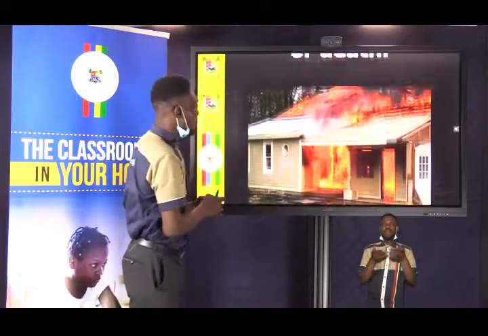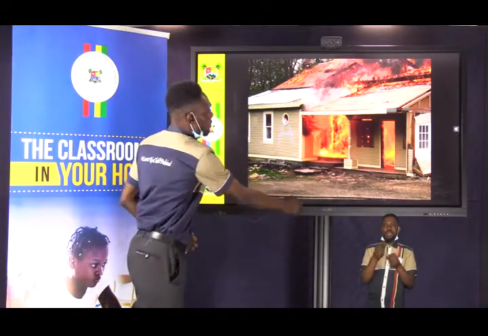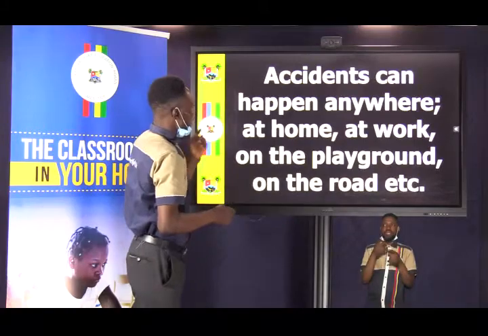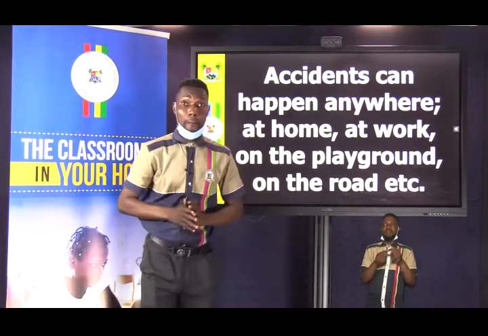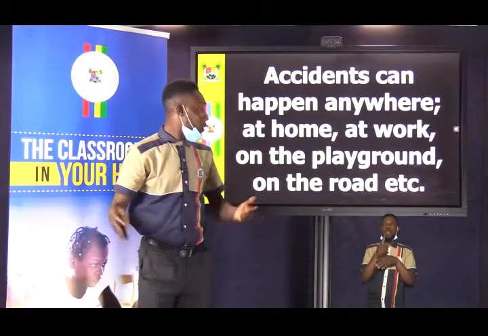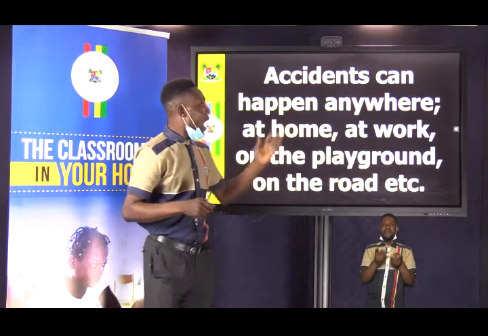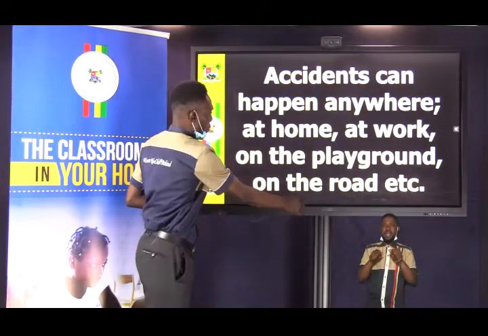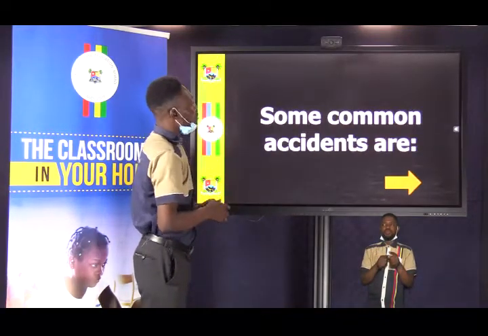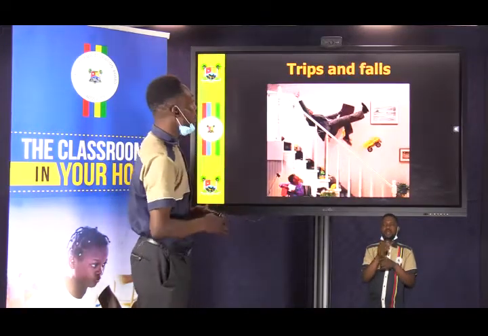So let's move on. Now this is an accident. You can see the house. Let's look at how accidents can happen anywhere. It could be at home, at work, on the playground, on the road. So different places accident can happen. So what are the common accidents that we are aware of?